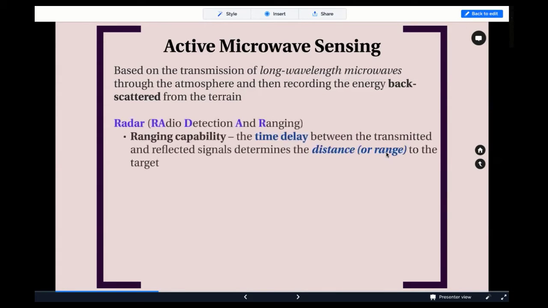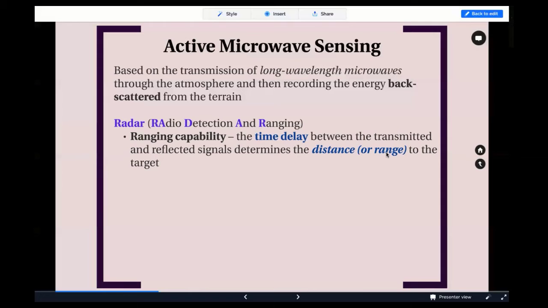And under active microwave sensing, we'll focus on radar. So here is actually where we begin to compare radar versus LiDAR. Please do not get confused when you work on the second review assignment. We're talking about radar, active microwave sensing, so not the passive microwave sensing.